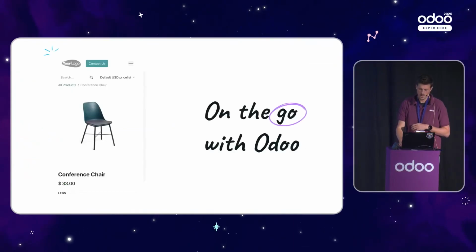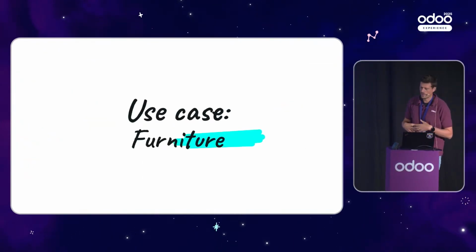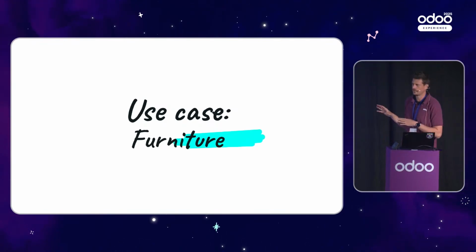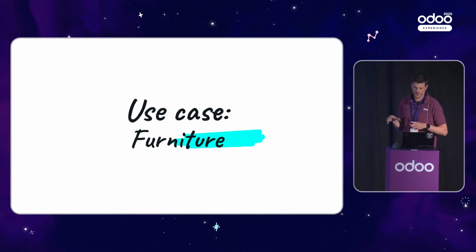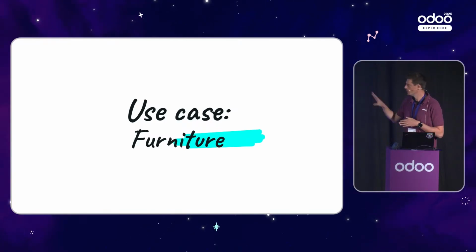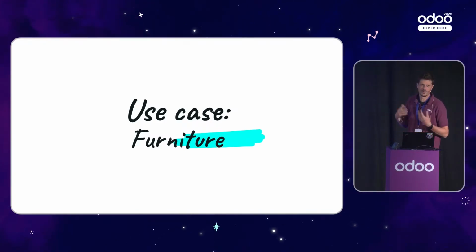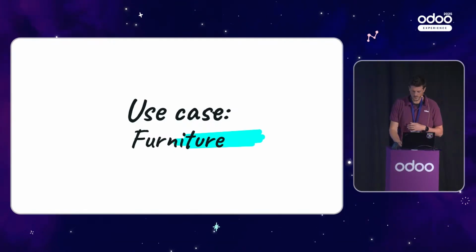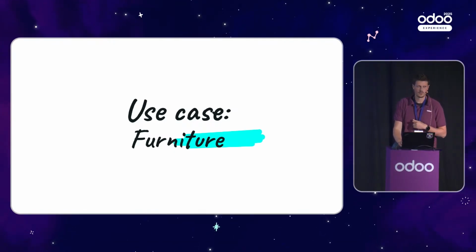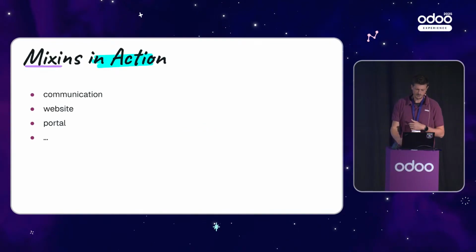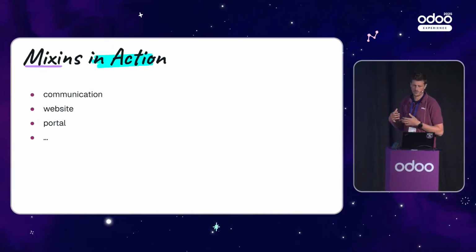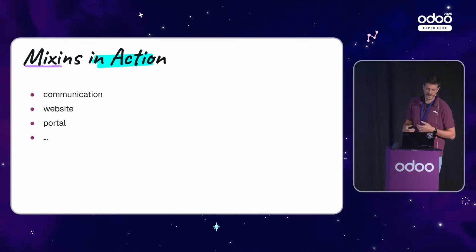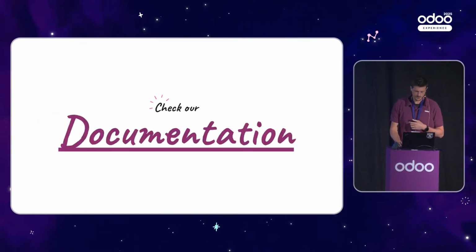Okay. So here, let's have a specific use case. I will create a new model, furniture. It's just here for the speech. Obviously, if you need furniture, normally you will certainly do that in the product model. But here, let's say that I create a new furniture model. I will try to first give some new tools about communication, about the website, and also the portal.